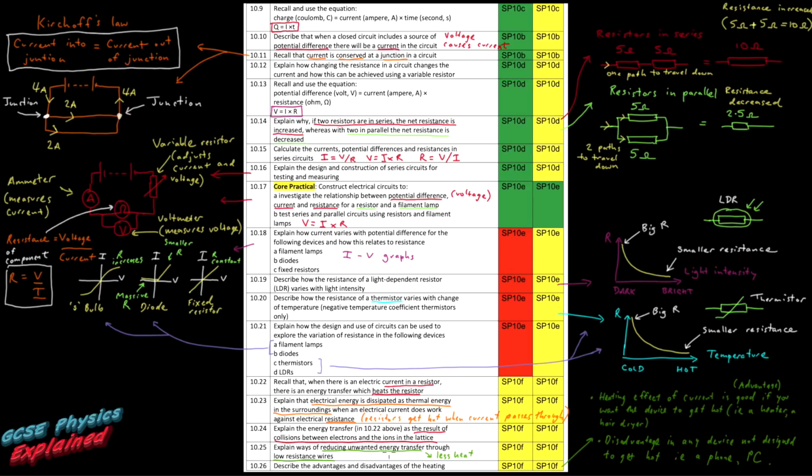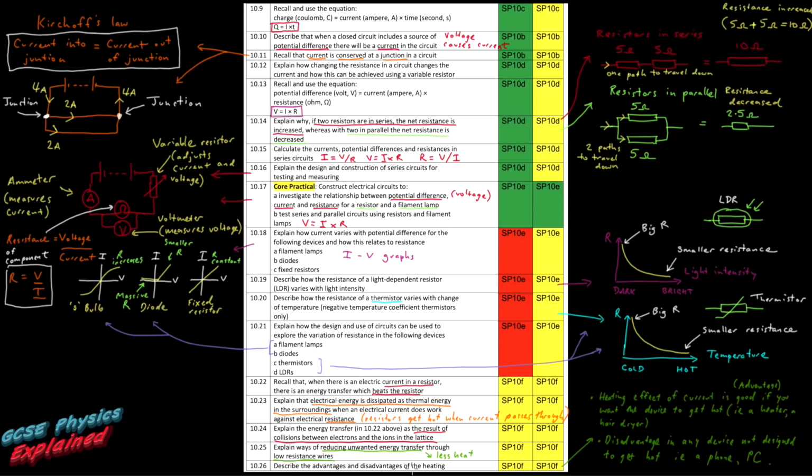Explain ways of reducing unwanted energy transfer through low resistance wires. Well, that's it for 1 mark. Use low resistance wires if you want to reduce unwanted energy transfers. In other words, if you want less heat in a wire, make sure the wire is nice and thick.